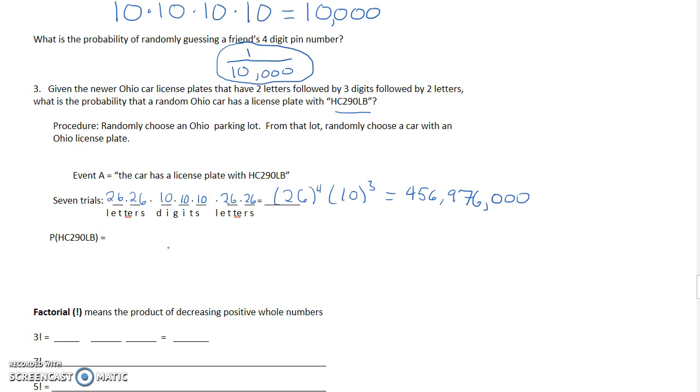So now what's the probability that a randomly chosen car has this specific license plate? Well, there's only one of those out of the total number of possible combinations. So it's 1 out of 456,976,000. And this would be the probability of guessing that specific license plate.